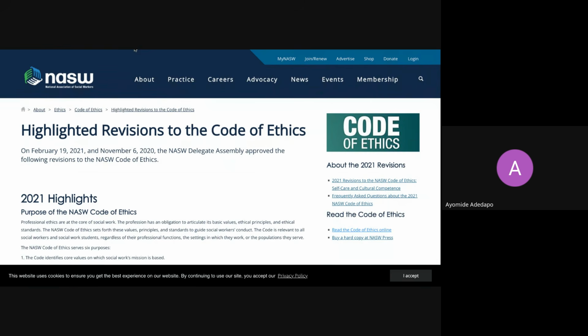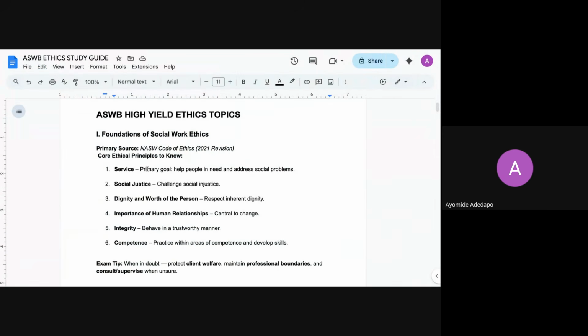If you don't know your code of ethics, if you have never read your code of ethics, it's going to be really difficult for you to pass the exam. Especially for the clinical exam, you need to make sure you know your code of ethics. So we're going to go over some high yield topics, and I'll try to give examples to make it easy for people to understand. But let's get right into it. Again, a reminder: if I talk too fast, just reduce the speed.